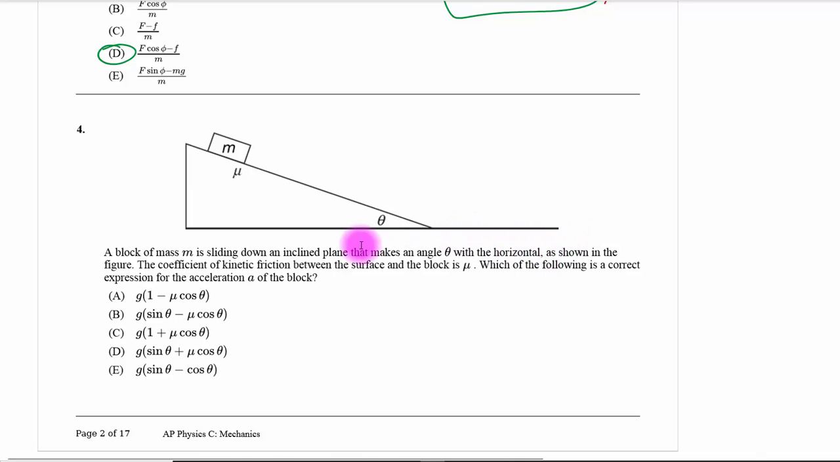It says that a block of mass m is sliding down an inclined plane that makes an angle theta, in this case with a horizontal, as shown in the figure. The coefficient of kinetic friction between the surface and the block is just mu. Which of the following is the correct expression for the acceleration a of the block?